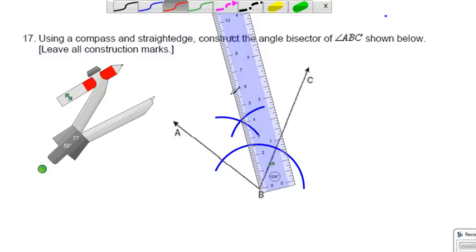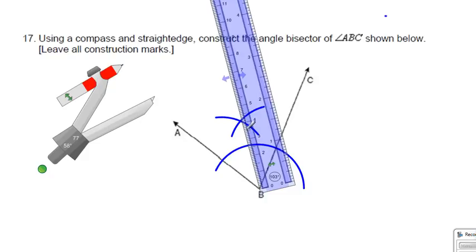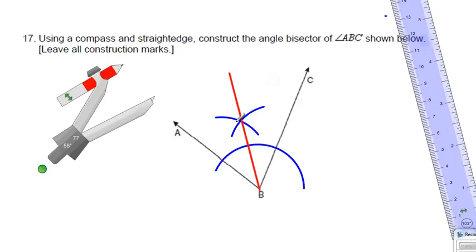And draw a line segment through that intersection towards B. That becomes the angle bisector.